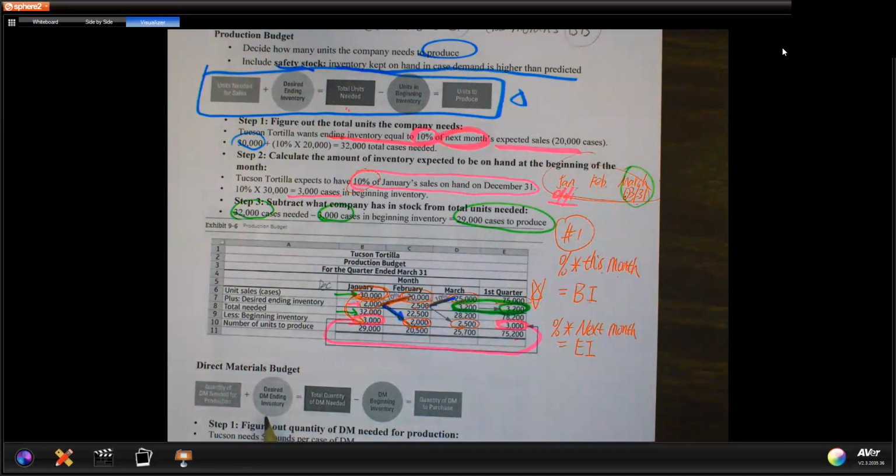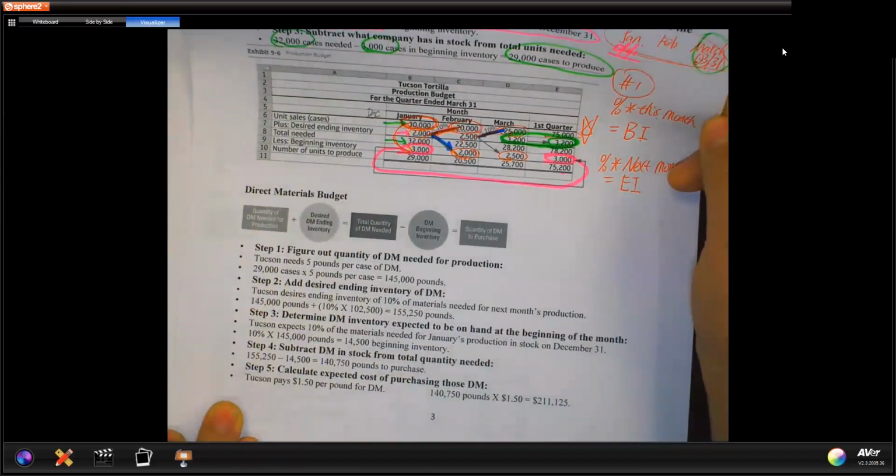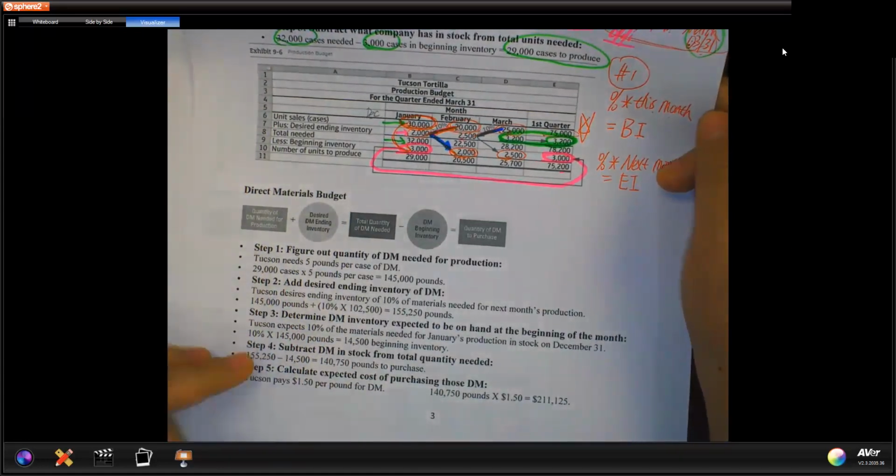So you want to have some safety stock of your material. So that will be your total quantity of material needed. You also have a beginning inventory, so you subtract the beginning inventory, you get the quantity of direct material to purchase. I'm not going to really read these 5 steps. I don't think I will really ask you to do calculation in the exam, like a big question.